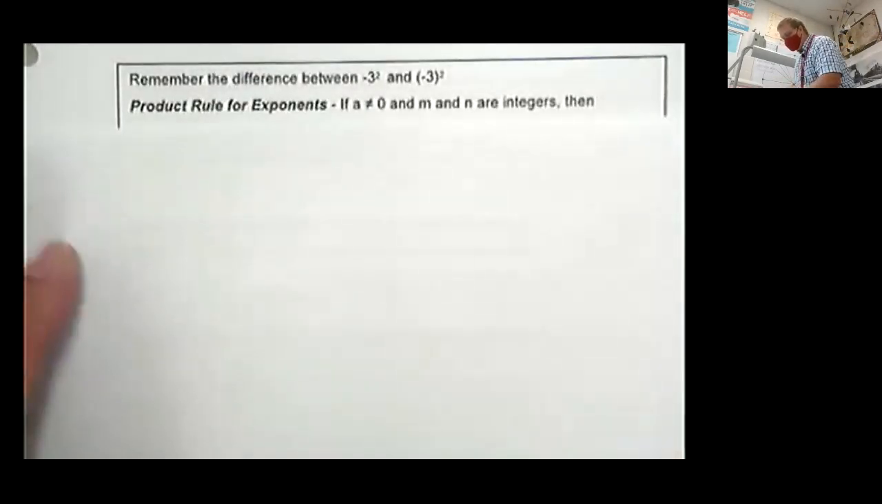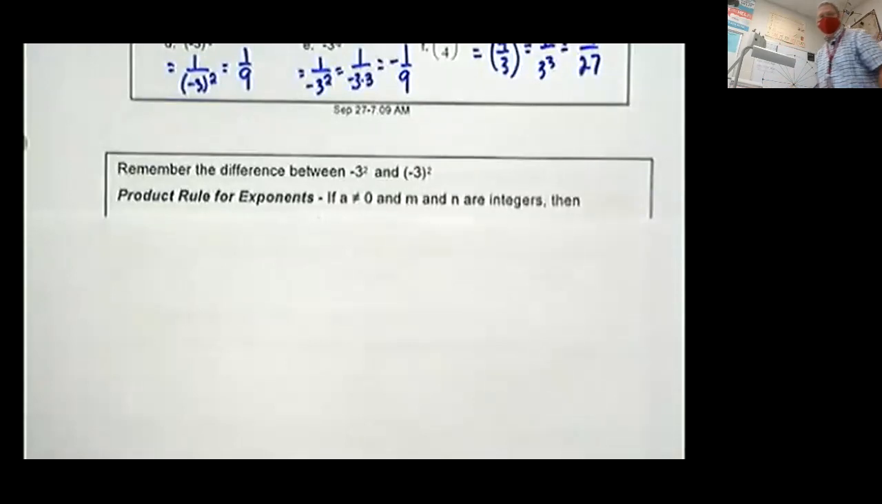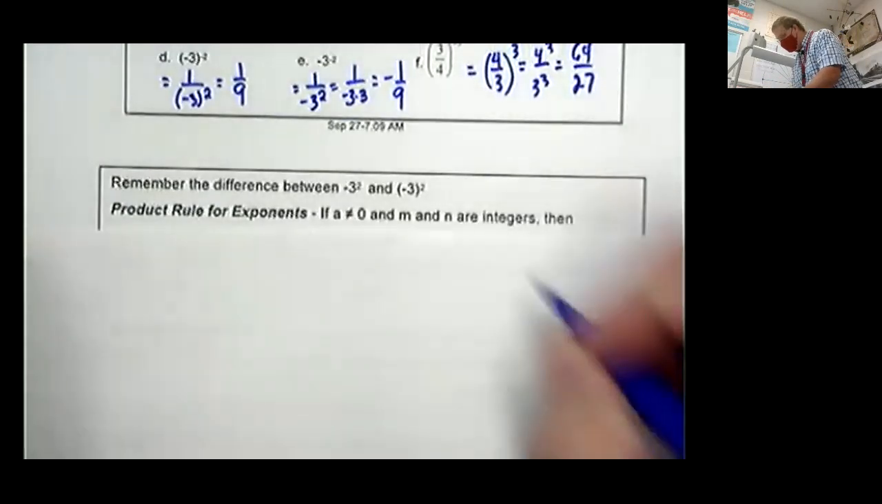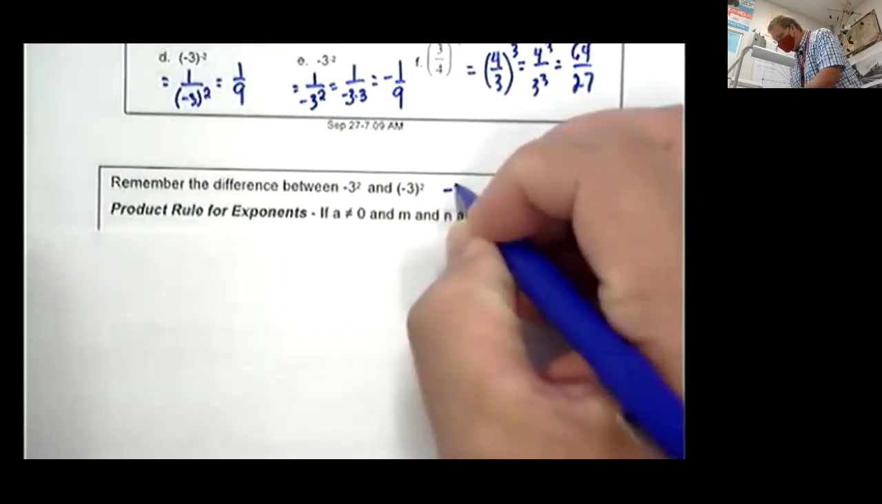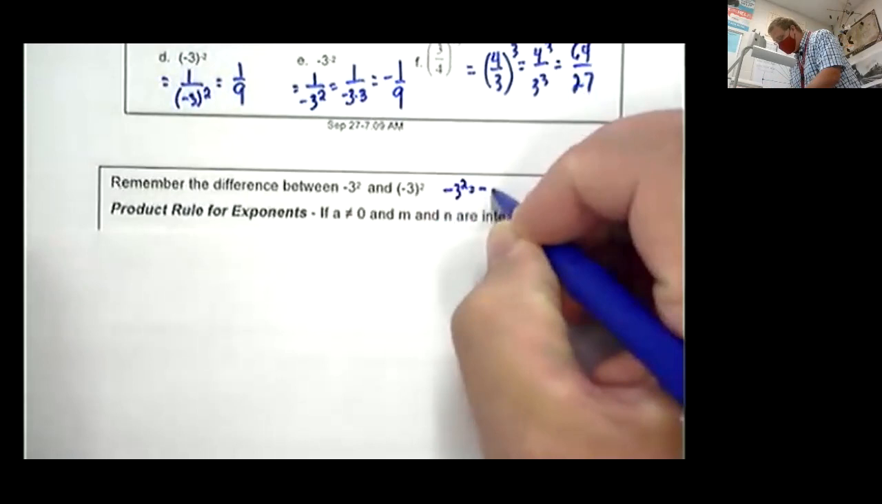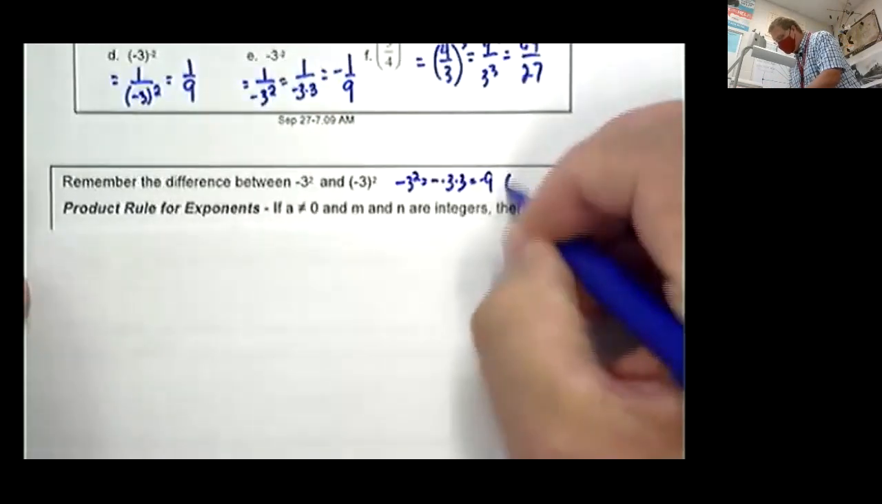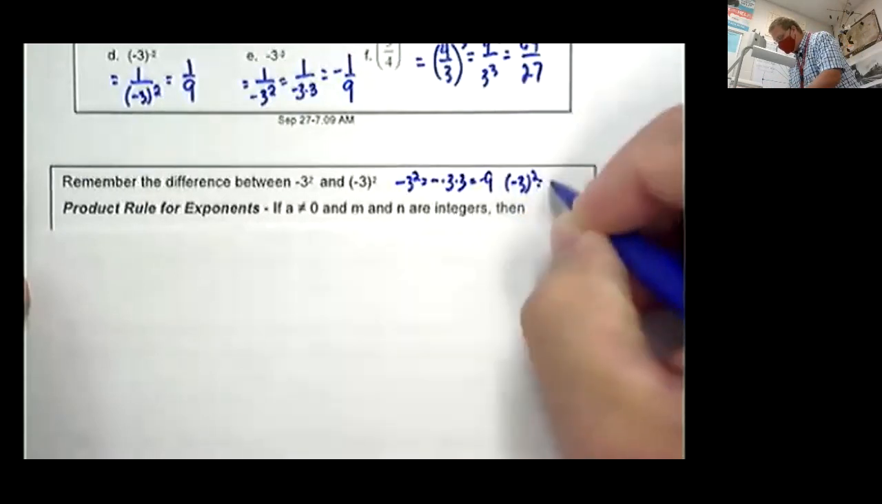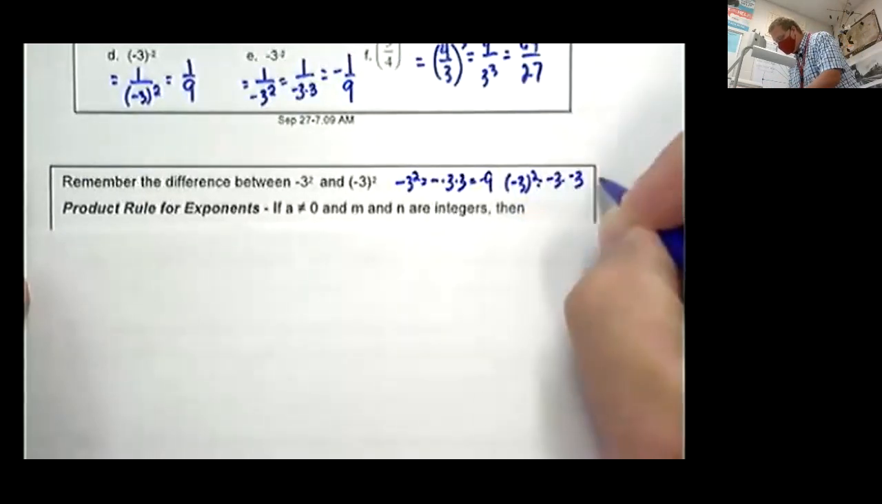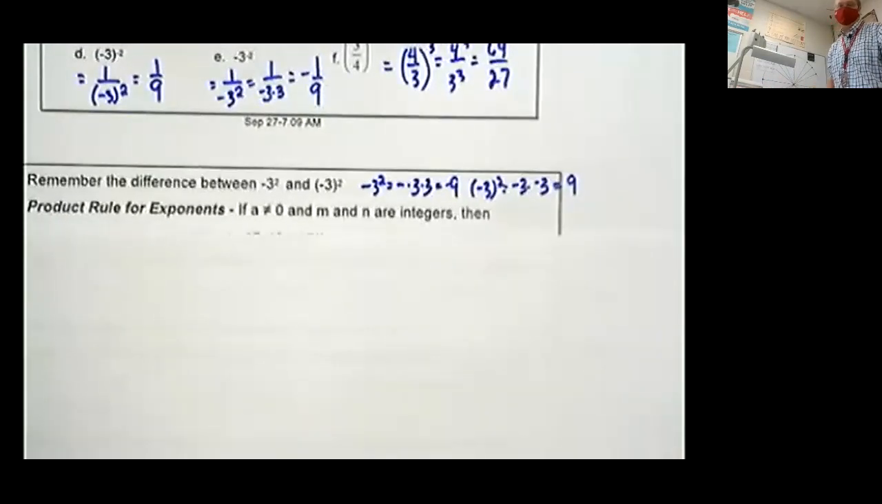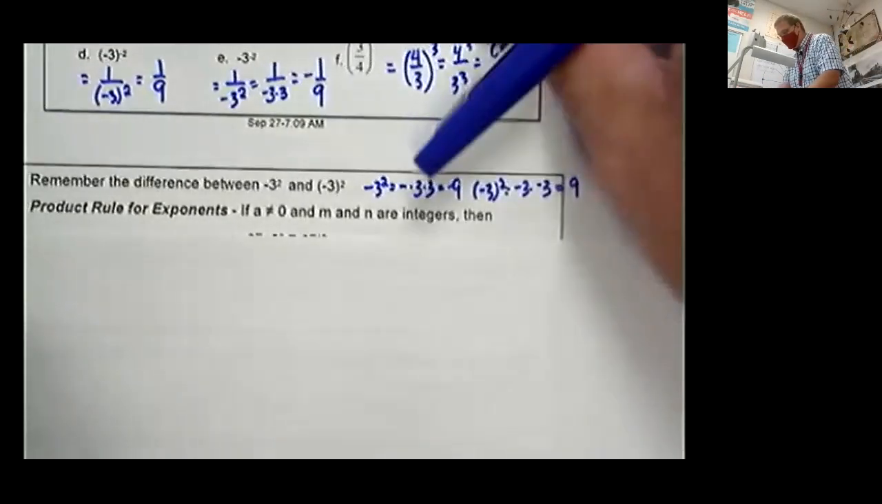More rules. Again, I hit on this one more time. Remember the difference between negative 3 squared and quantity negative 3 squared. Negative 3 squared is just a negative times 3 squared, which is negative 9, versus quantity negative 3 squared is negative 3 times negative 3, which is positive 9. Two very different ideas. Make sure you grasp that one.